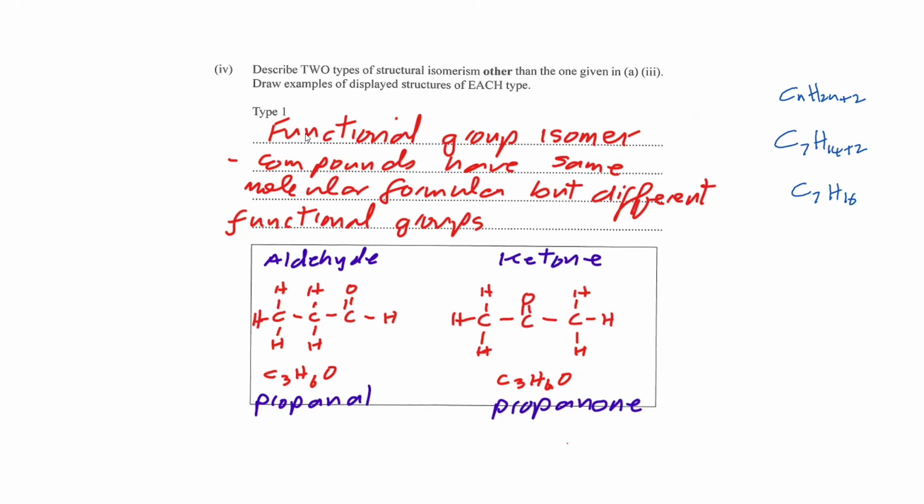So in type 1, we have functional group isomerism. This is where compounds have the same molecular formula but different functional groups. As examples, we could use aldehydes and ketones. These are two functional groups. We could also use alcohols and ethers, or esters and carboxylic acids. We could also use an alkene and cycloalkane. Those are all examples that could be used to show functional group isomerism.